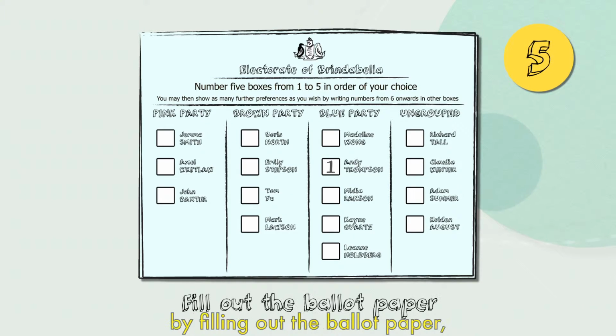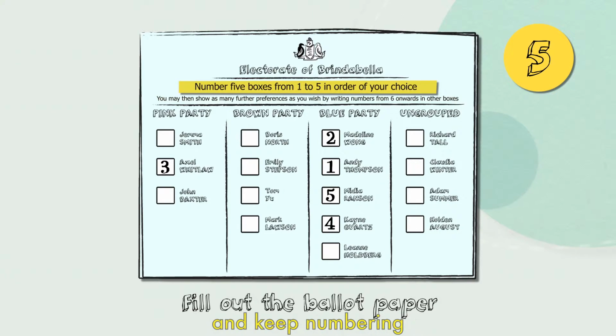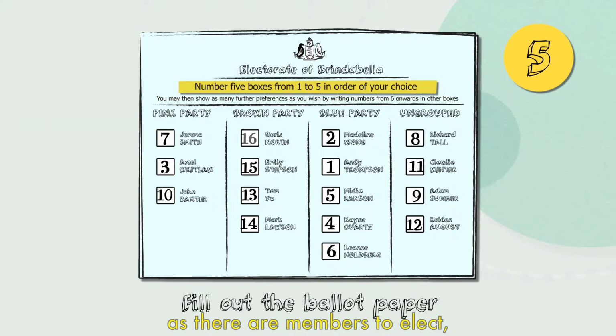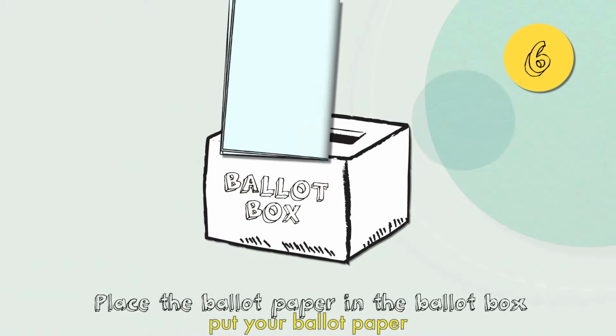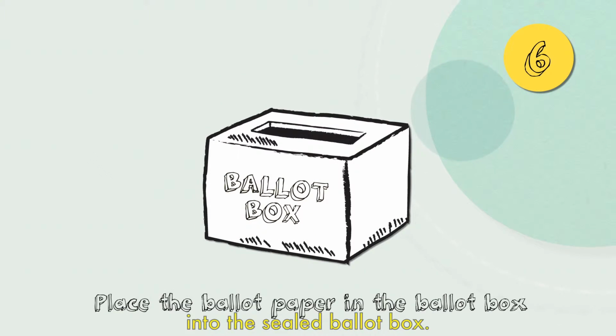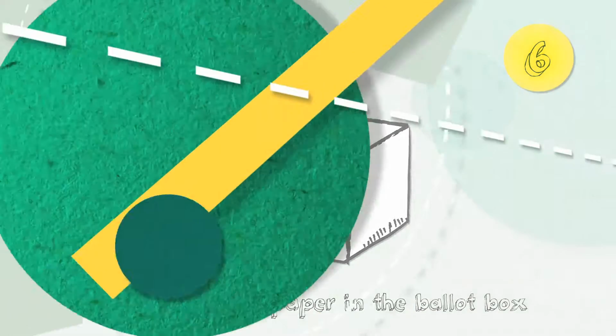Fifth, show your preferences by filling out the ballot paper, putting numbers beside the candidates' names. Start from the number 1 and keep numbering until you've voted for everyone you want to. You will show at least as many preferences as there are members to elect. Finally, when you're finished, put your ballot paper into the sealed ballot box.